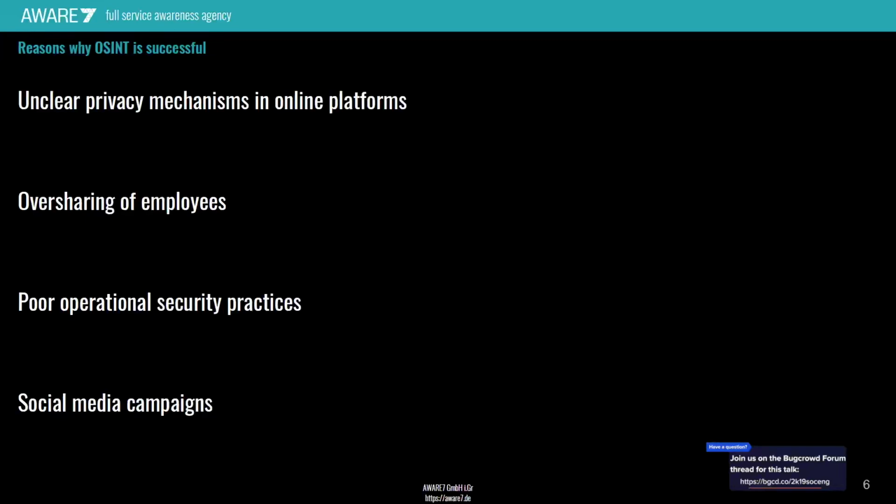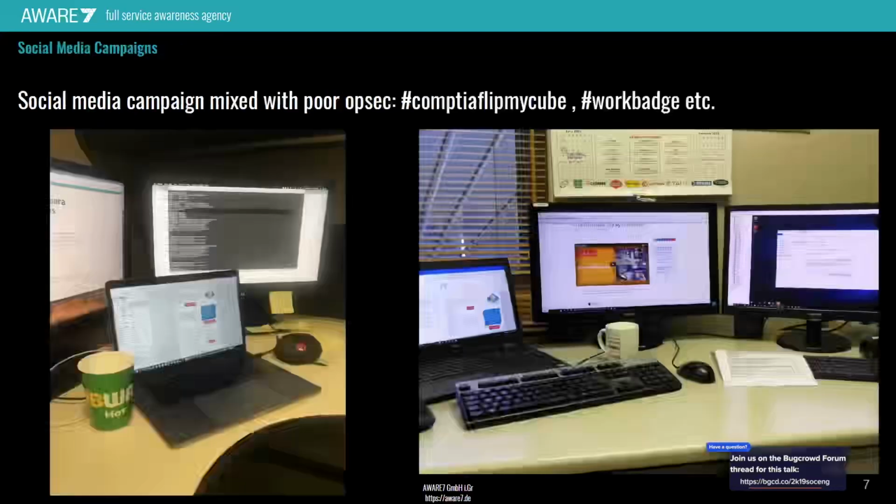We also have oversharing of employees, so a lot of data is shared which might not be shared with the public. Then we have poor OPSEC practices, so operational security practices which aren't enforced. For example, don't post your badge on social media. And in general, we have social media campaigns that can also be a real pain for operational security, and therefore an attack vector for someone using human intelligence to attack companies. And that's the theoretical piece of my talk. We will now talk about the different cases that I put up here.